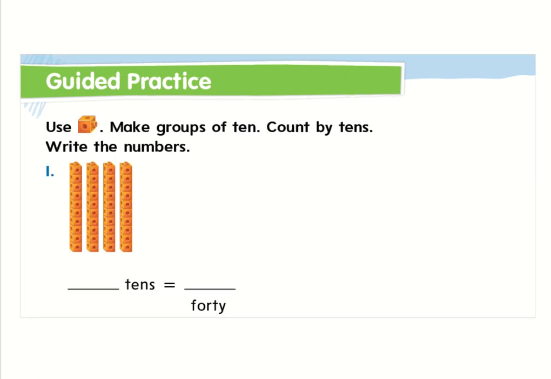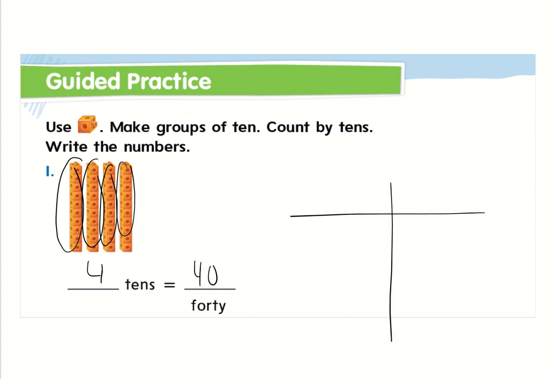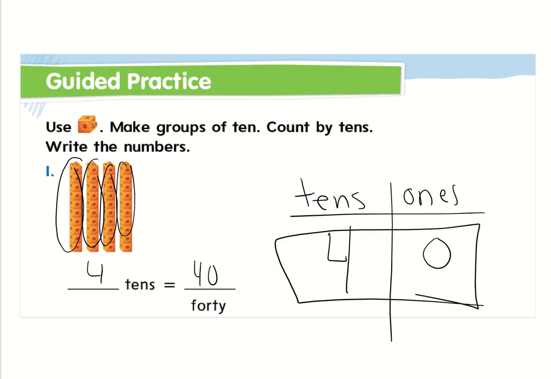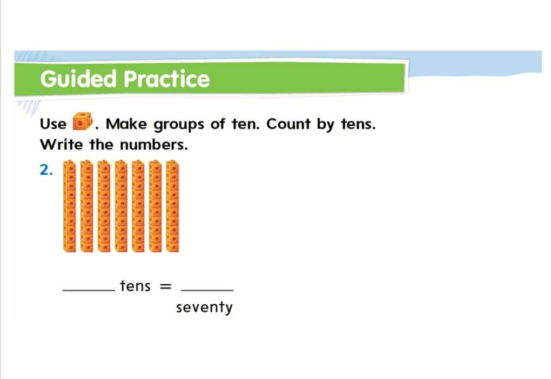Let's figure this one out together. Remember, we don't want to go 1, 2, 3, 4. That would take way too long. So let's count by 10s here, boys and girls. So we have 10, 20, 30, 40. So 4 tens is going to equal 40. And if you notice, if I were to put this into my tens and ones little T-chart thing that I make here, you'll notice that I have 4 tens, 0 ones, and that right there, boys and girls, shows me that we have the number 40.